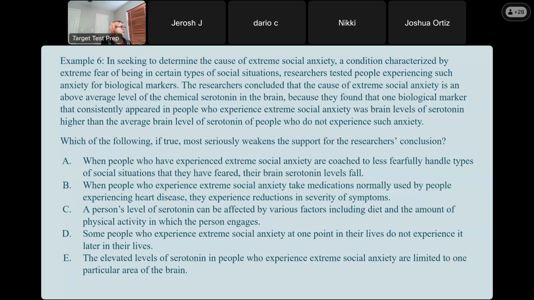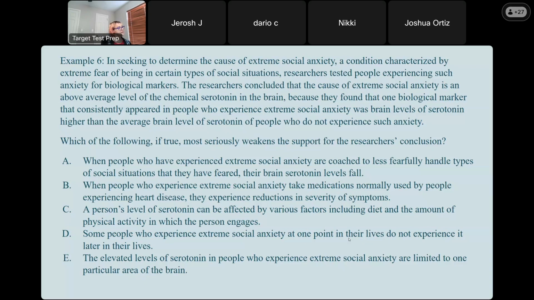D, some people who experience extreme social anxiety at one point in their lives do not experience it later in their lives. All the argument is saying is that when they tested people who were currently experiencing extreme social anxiety, they had elevated levels of serotonin in their brains. So they are not saying that they will always have elevated levels. They're not saying that people who experience social anxiety will always do so. So this one does not help us because it doesn't dispute a claim that was made. It has no effect on the argument.